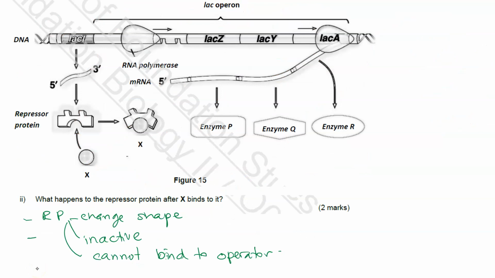Okay, so next, what happened to the repressor protein after X binds? Okay, X ni apa? Allolactose tadilah kan. So allolactose binds to the repressor protein, 2 marks, changes shape. Okay, when it changes shape, it is not active. So when it is not active, it cannot bind to the operator. Okay, so make sure you understand how lac operon functions.